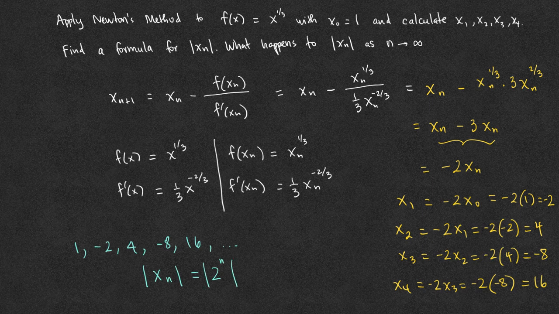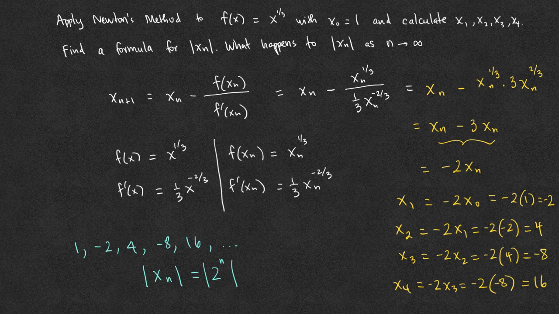For example, when n is 0, 2 to the 0 is 1. When n is 1, 2 to the 1 is 2. When n is 2, the absolute value of x sub 2 is 2 to the 2, which is 4. x sub 3 is 2 to the 3, which is 8. The absolute value of negative 8 is 8.